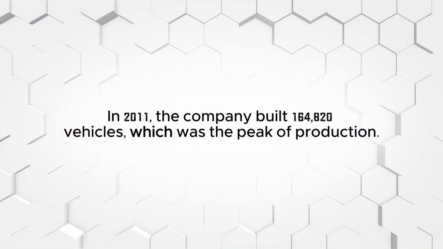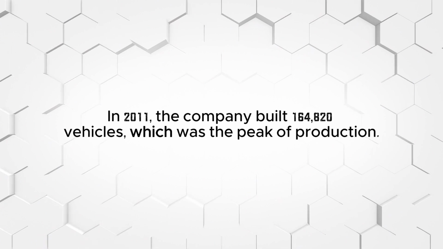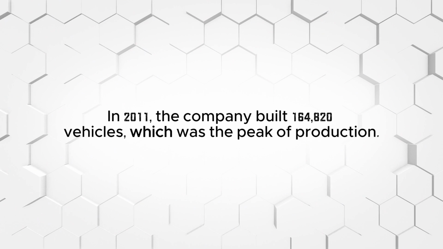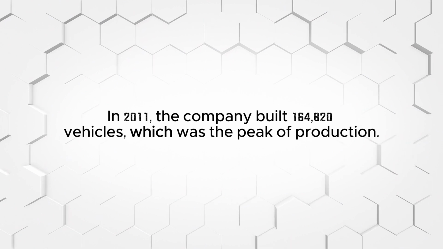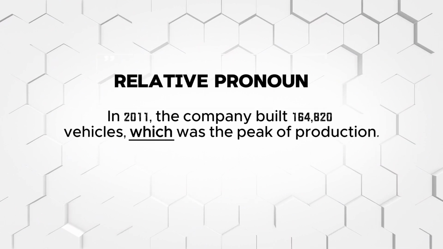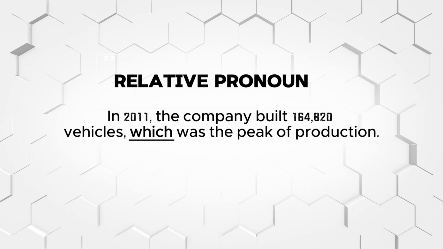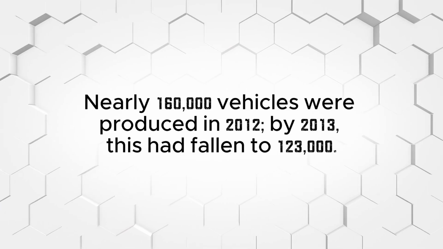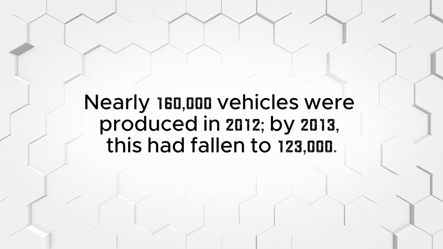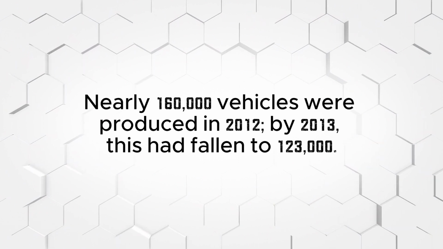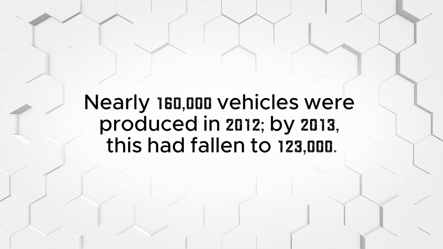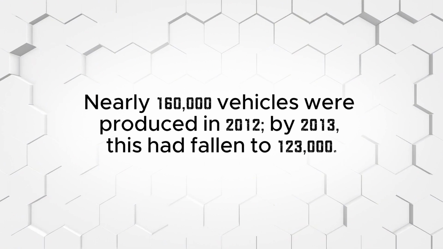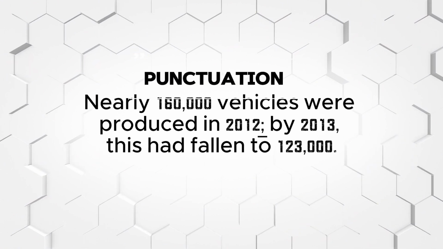In 2011, the company built 164,820 vehicles, which was a peak of production. In this example, you can see the relative pronoun which in order to combine two clauses. So the last example, nearly 160,000 vehicles were produced in 2012. By 2013, this had fallen to 123,000. In this example, you can see the punctuation to link the clauses.